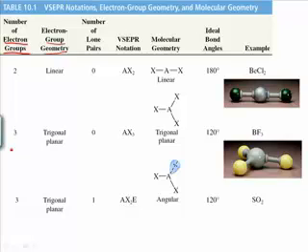Whereas if I have 3 electron groups with no lone pairs, I end up with trigonal planar. It's flat, which is the planar part of the name, and trigonal meaning 3. Spread out, and you can see, as you would expect, they're spread out at 120-degree angles. If I have 3 electron groups and 1 lone pair, I have what they call angular here. In some tables you'll see this referred to as bent. Those are two names for the same thing.